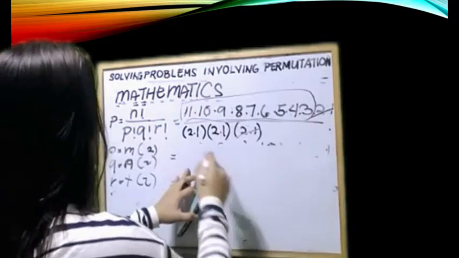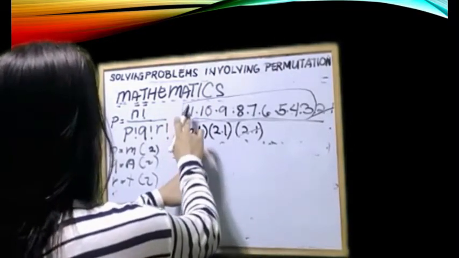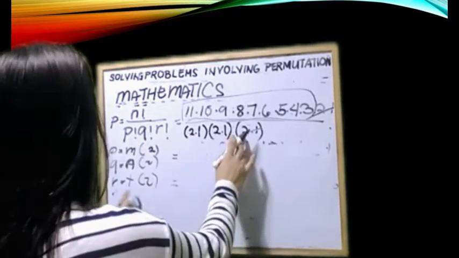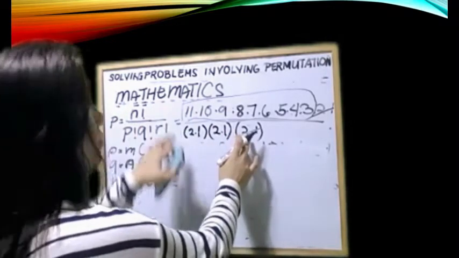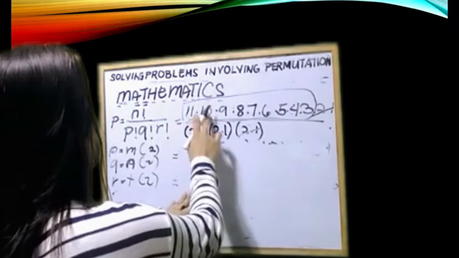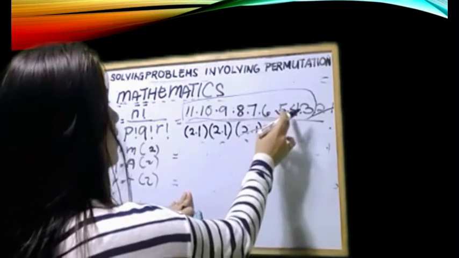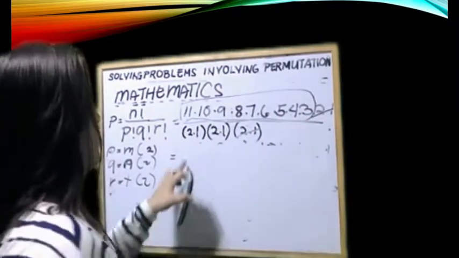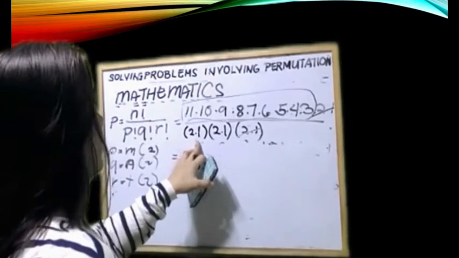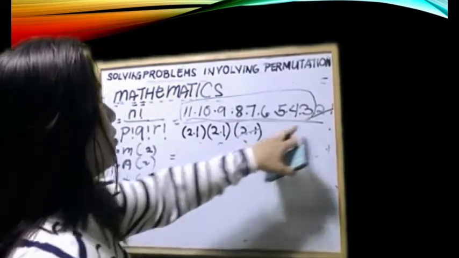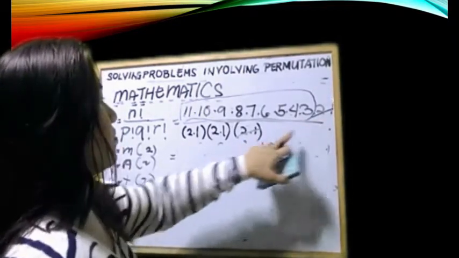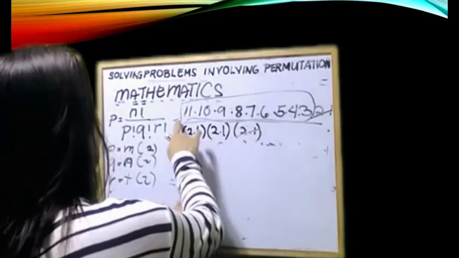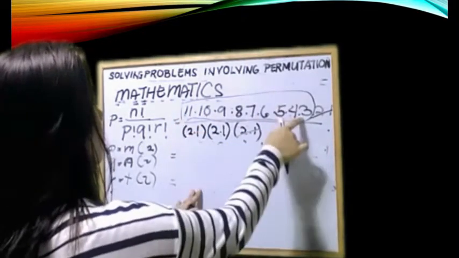So let's continue. We would have 11 factorial over 2 factorial times 2 factorial times 2 factorial, which are the frequencies of the three letters that are being repeated in the word mathematics. So we have 11 times 10 times 9 times 8 times 7 times 6 times 5 times 4 times 3 times 2 times 1 for the 11 factorial, and 2 times 1 for every 2 factorial. As you can see, we have the same factors in the numerator and the denominator, which are the 2 factorial, so we can cross this out. What will be left are these, from 11 down to 3.